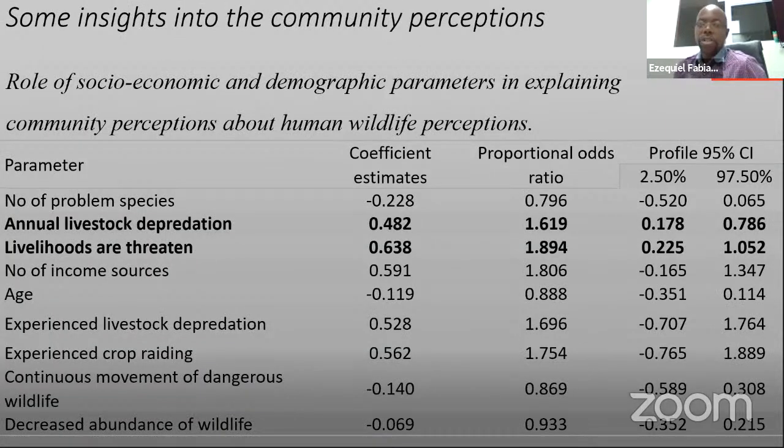Our last question of interest was then to look at the role of the different socioeconomic and demographic parameters in trying to explain community perceptions about human-wildlife conflict.